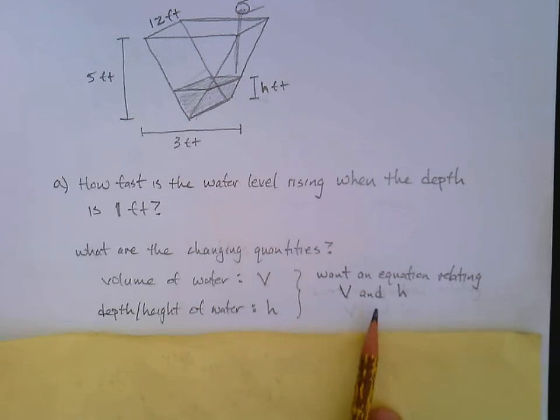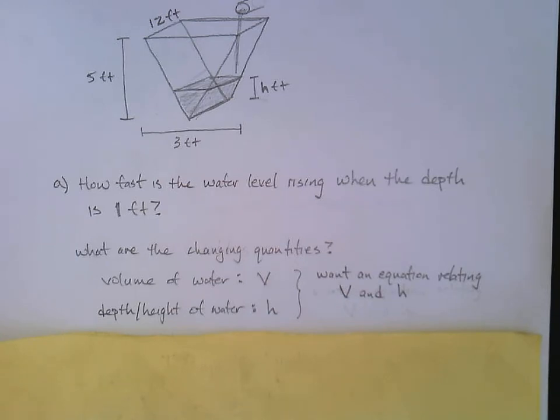Let's take a look over here. We want an equation relating V and h. It's the same thing that we were doing earlier, like get an equation with x and y, right? Get an equation with theta and y, or theta and x. Just now it's going to be a lot more difficult to get there. How do we get an equation relating the volume of the water to the height of the water?